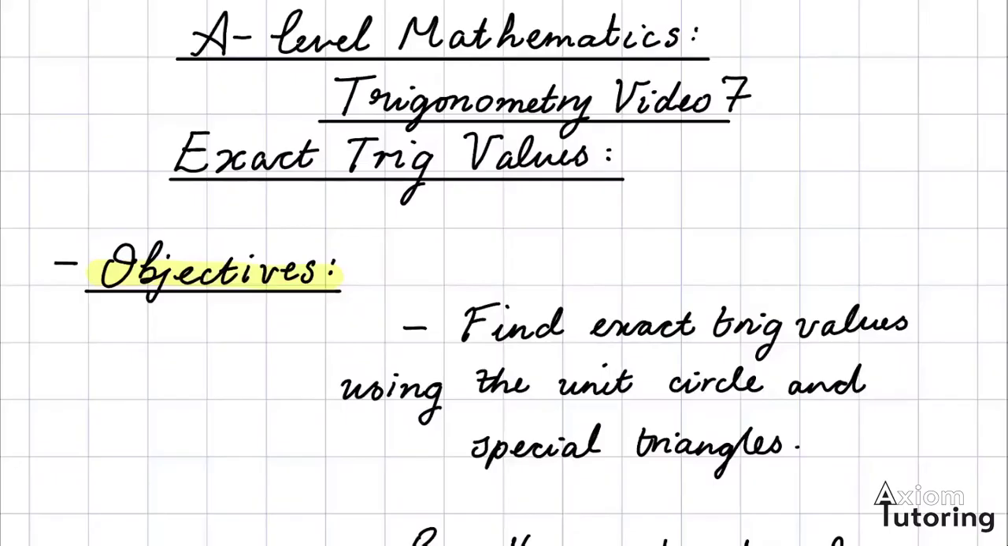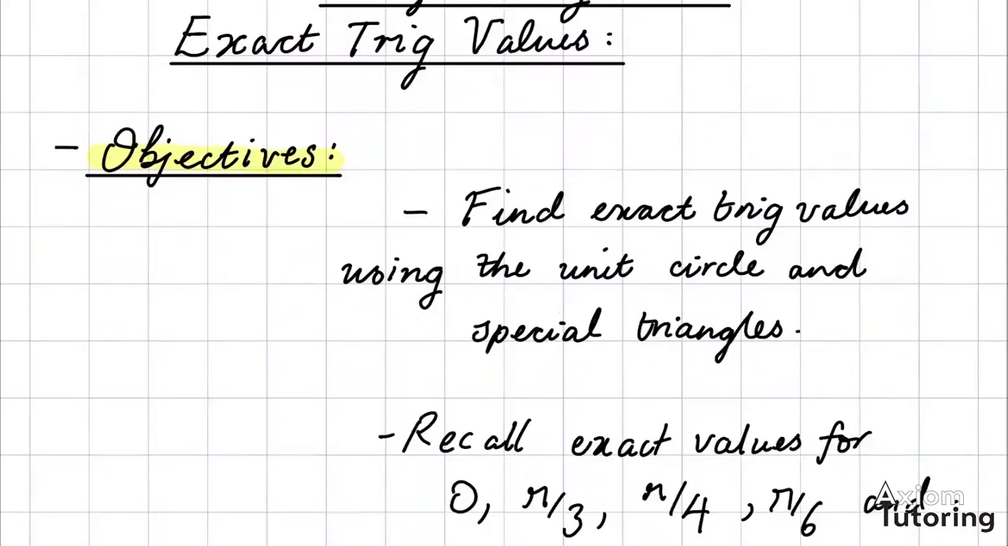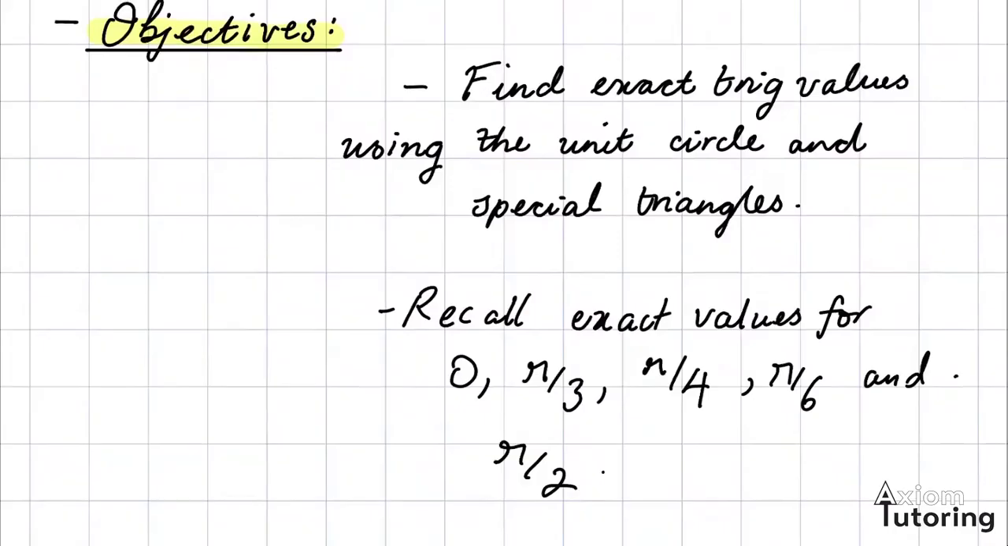Today we will be looking at exact trig values, which we will use to solve trigonometric equations, prove identities, and ensure we're not rounding if we're doing calculator-free questions. So the objectives of this video are to find exact trig values using the unit circle and special triangles, and to recall exact values for 0, pi over 3, pi over 4, pi over 6, and pi over 2. Those are all angles in radians.